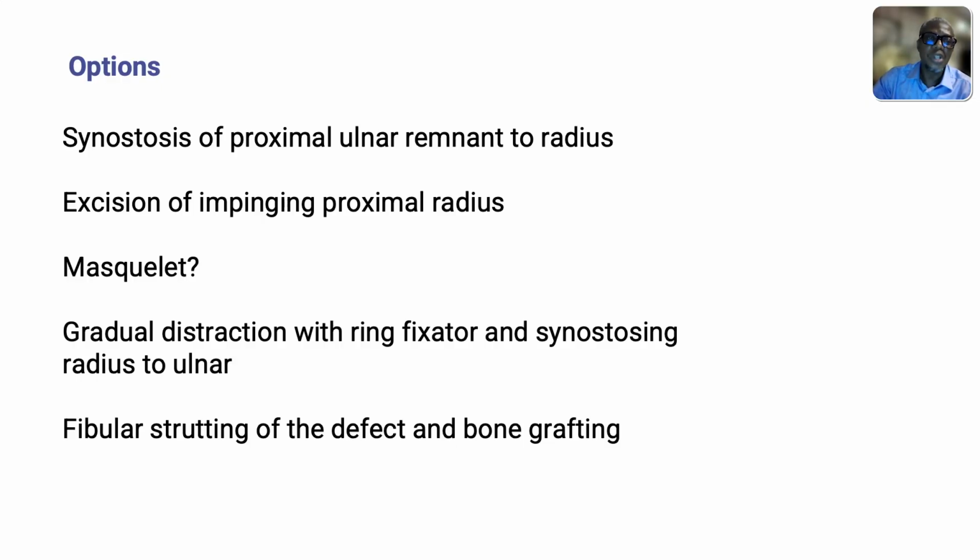So the options of treating this patient were, we considered synostosis of the proximal ulnar remnant to the radius to create a single bone forearm. Another was excising the impinging proximal radius, at least to deal with the impingement pain. The induced membrane technique has been discussed extensively during the course of these talks. Another was gradual distraction with a ring fixator and synostosing radius to ulna, and fibular strutting of the defect and bone grafting.